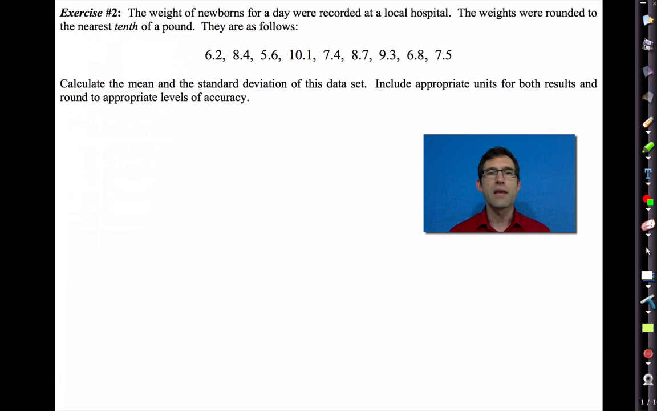It says calculate the mean and the standard deviation for this data set, include appropriate units for both results, and round to appropriate levels of accuracy. All right, fair enough. Well, what we would do in this situation is we would do it all completely on our calculator. So let's do that one more time. We didn't do it that much back in the statistics unit. Let's bring open the TI-84 Plus.